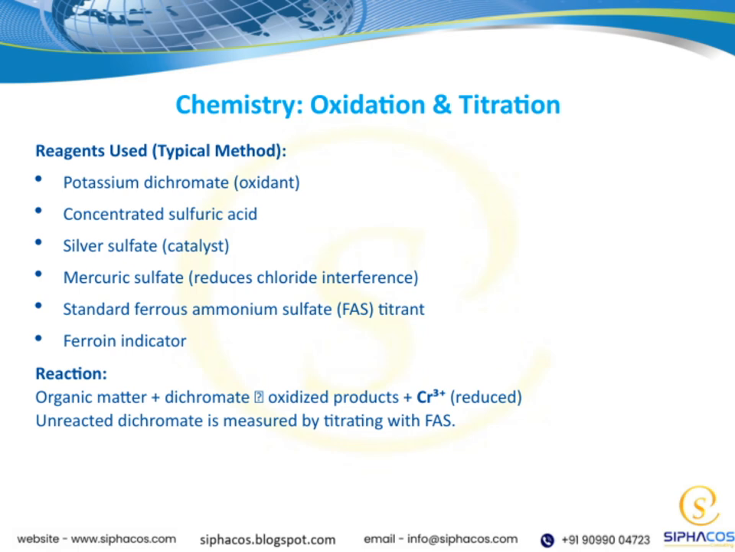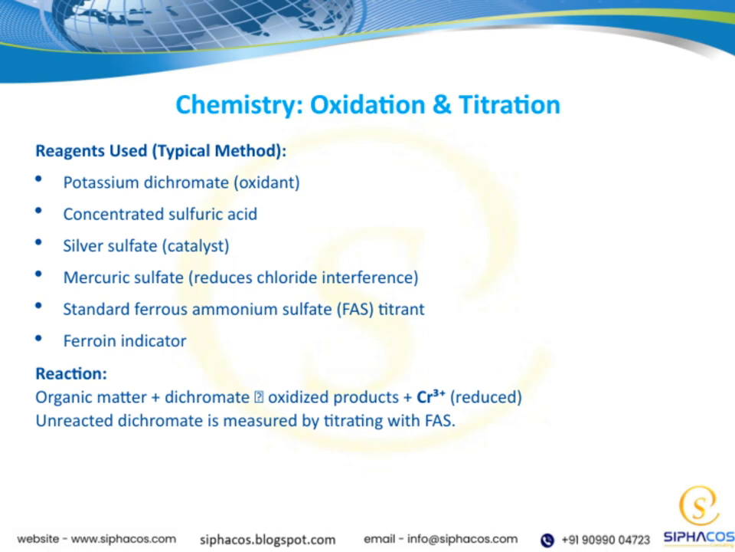And to signal the endpoint of the titration, we employ a ferroin indicator, which changes color when the reaction is complete. The overall reaction involves the organic matter reacting with dichromate, producing oxidized products and Cr3+ ions, which are reduced in the process. Any remaining, unreacted dichromate is then measured by titrating it with FAS.